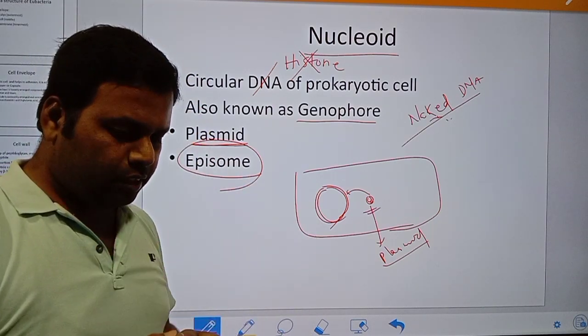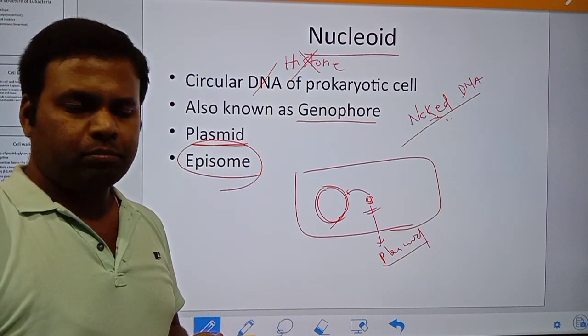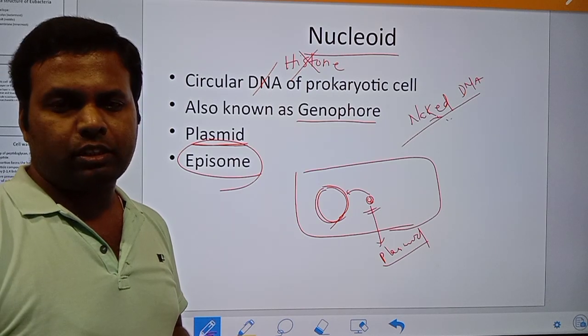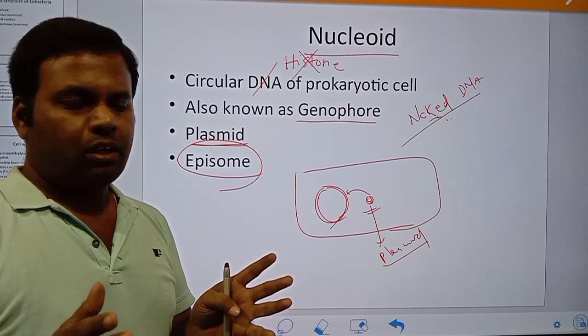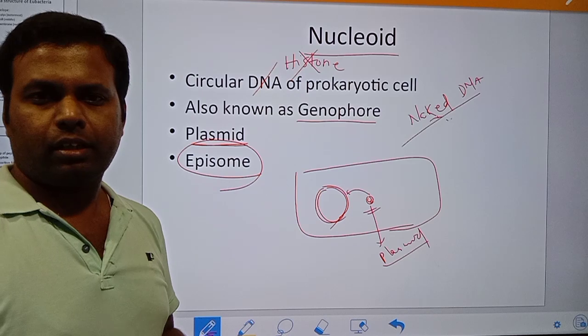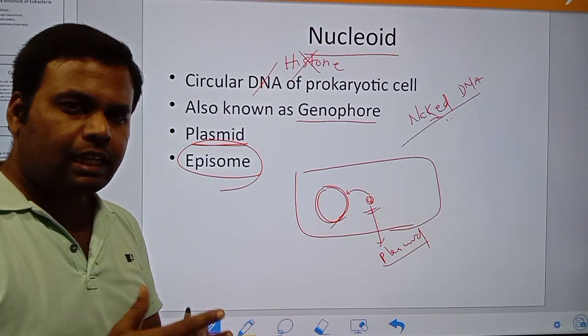Another point is that the ribosome is the 70S type, which is the prokaryotic type. We have also discussed that. That's all about today's class. Next class we will meet again.